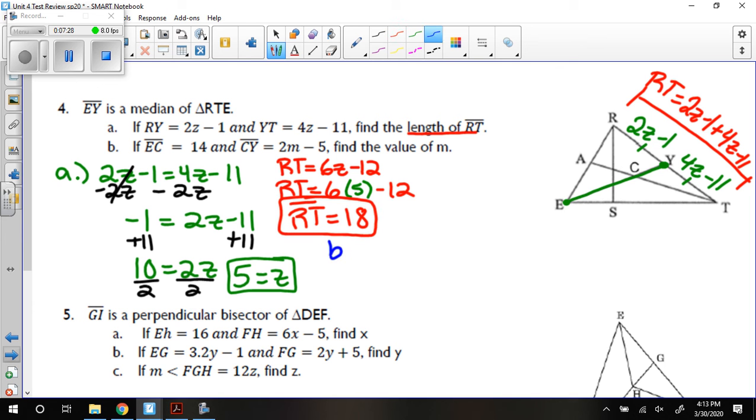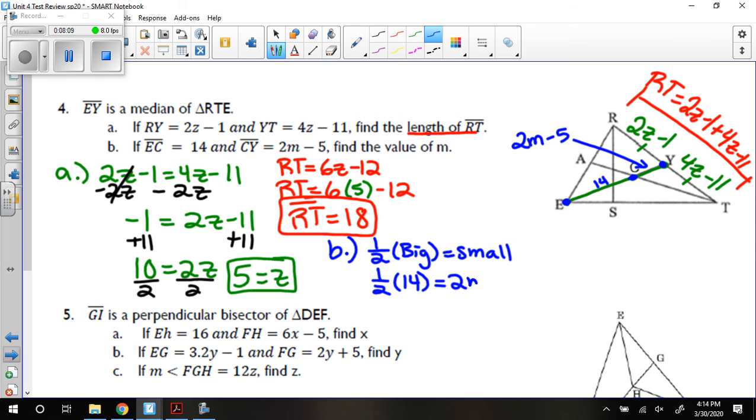All right, for part B, you are told EC, so from here to here, is 14, and that CY, this piece from C to Y, is 2m minus 5. Okay, CY is the little piece, and EC is the big piece. We talked about how half of the big piece equals the small piece, right? So if I do half of the big piece, 14, it will equal the small piece, which is 2m minus 5.